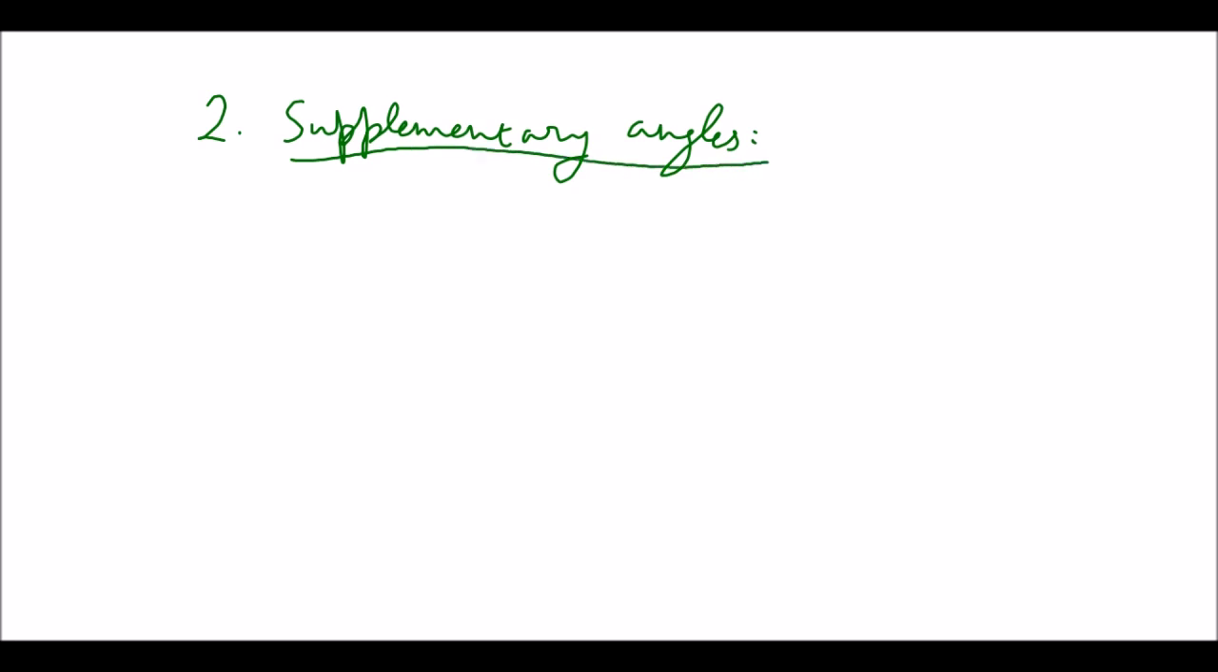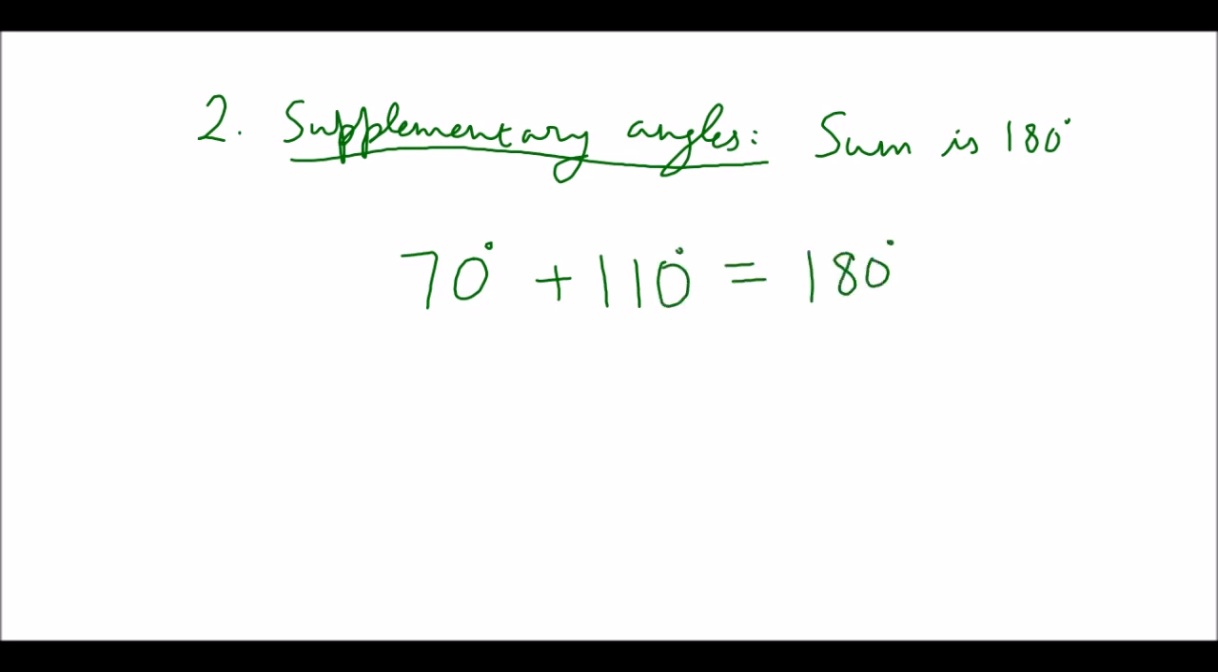The second pair of angles is supplementary angles. So for a pair of angles to be called supplementary angles, the condition is their sum should be 180 degree. If we take two angles and add them, and we find that the sum is 180 degree, then we will say the two angles are supplementary angles.